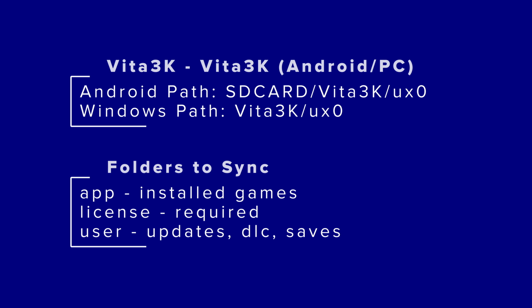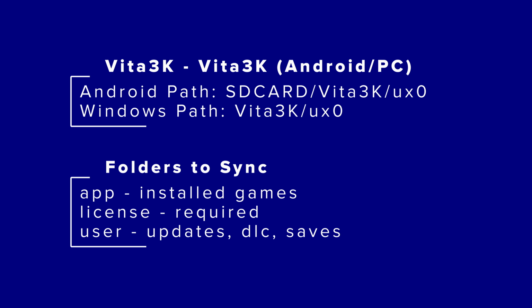For Vita 3K on Android, when you first install Vita 3K, it asks you where to save your files. So I put mine inside of a Vita 3K folder on the SD card. Then inside of that is a UX0 folder, and inside of that, you would want to sync the app, license, and user folders. App is your installed games. So once you install a game once into Vita 3K, you don't need to install it ever again. You can sync the app folder across all of your devices. License and user has your updates, your DLC, your saves, and your data.